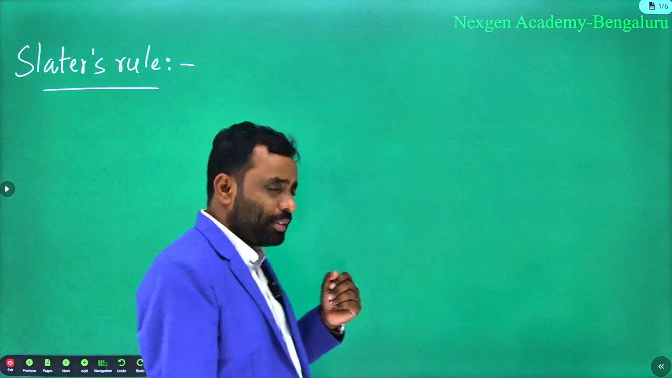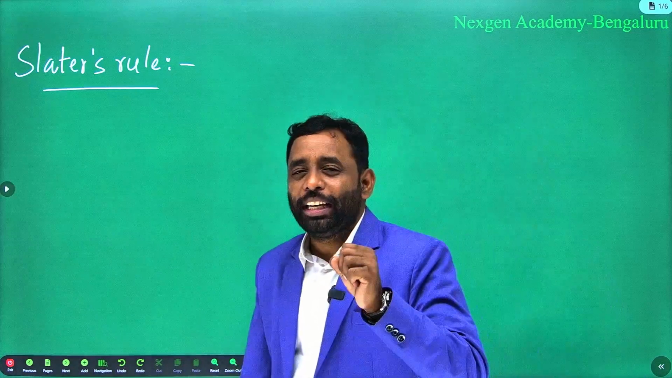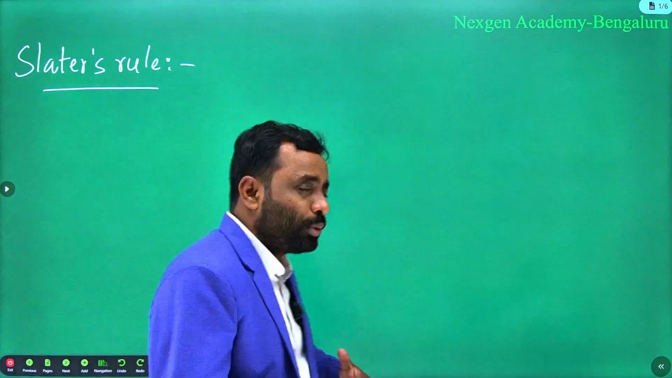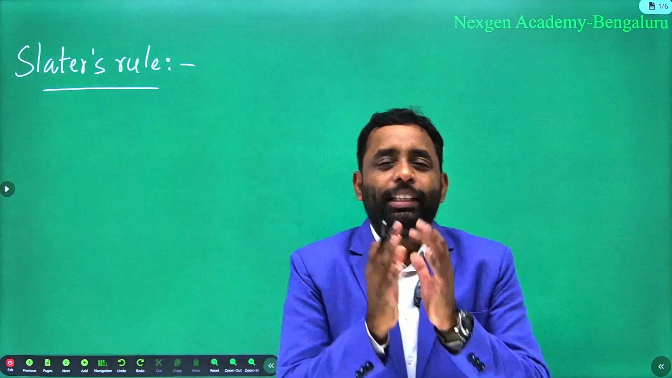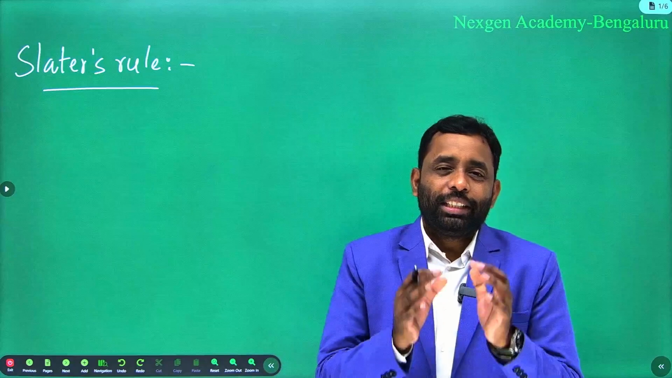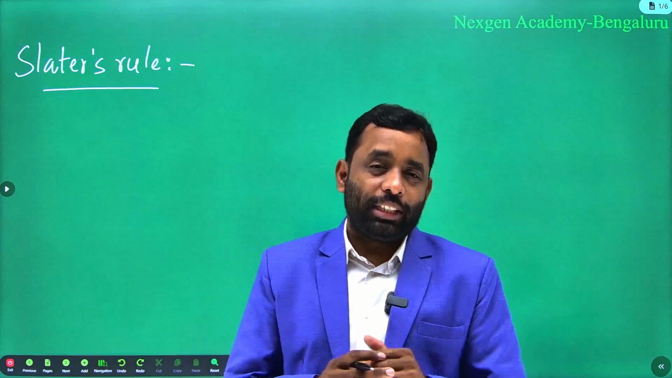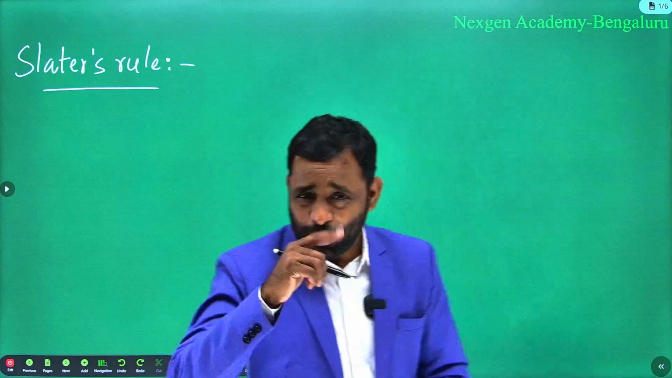I have seen that the information about Slater's rule is very limited on the net. So that's why I thought of making this. What is Slater's rule? It is simple. Slater's rule is the tool to calculate the effective nuclear charge, the net attraction experienced by the outermost electron from the nucleus. Yes, let us see.